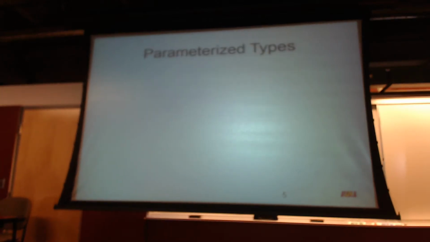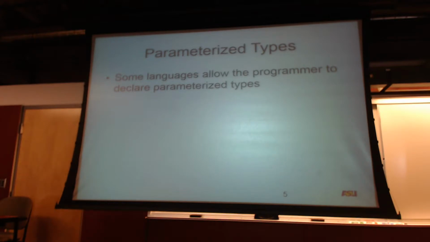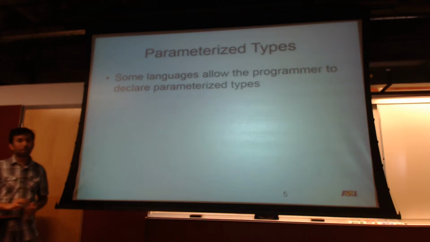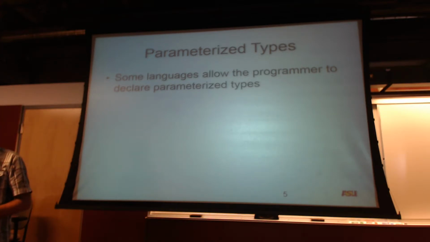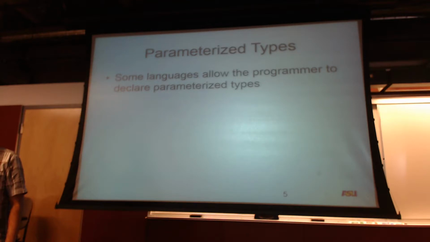Now we come to the concept of parameterized types. So some languages allow programmers to declare parameterized types. Can you give me an example of parameterized types? Yes, Java generics. Or much simpler, you can take a C++ example, templates. Functions, you can override functions, right? They can have different input arguments. So those are parameterized types, right?